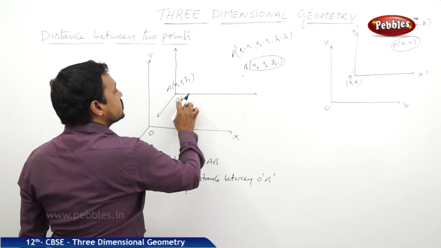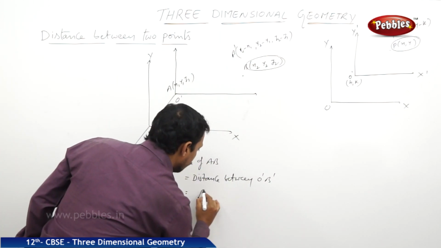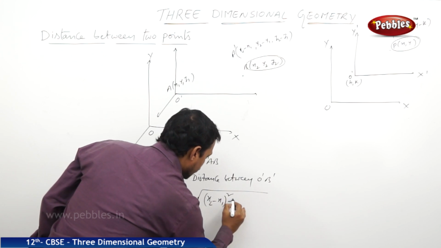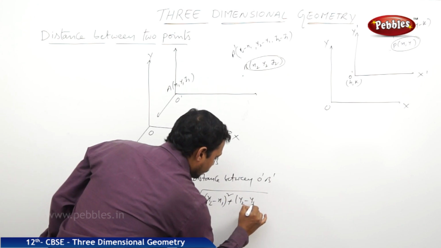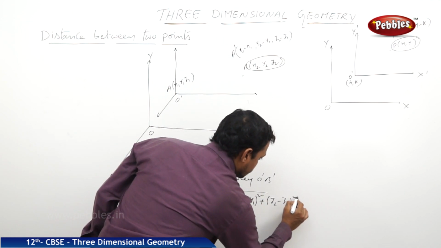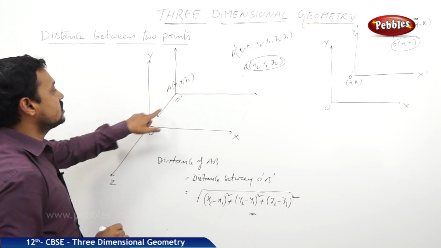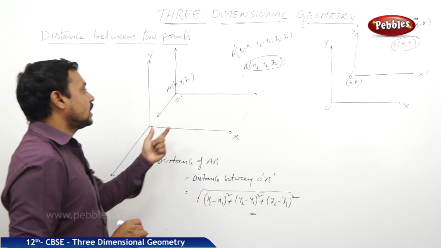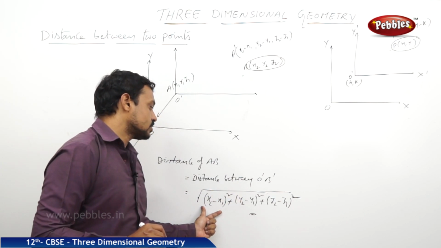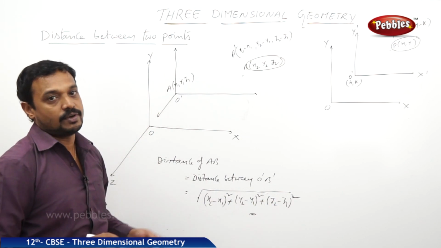Now, the distance from O dash to B is equal to square root of (x2 minus x1) whole square plus (y2 minus y1) whole square plus (z2 minus z1) whole square. Therefore, the distance between the two points in three-dimensional geometry is given by root of (x2 minus x1) whole square plus (y2 minus y1) whole square plus (z2 minus z1) whole square.